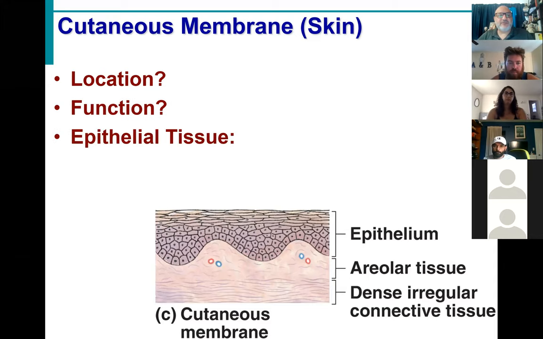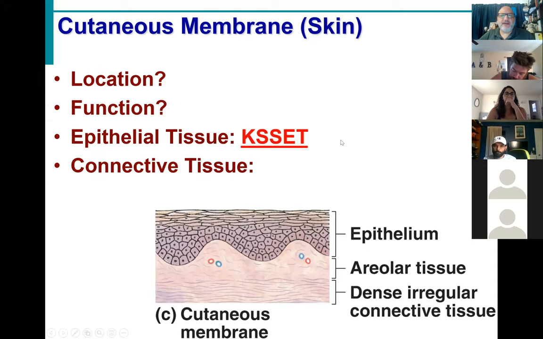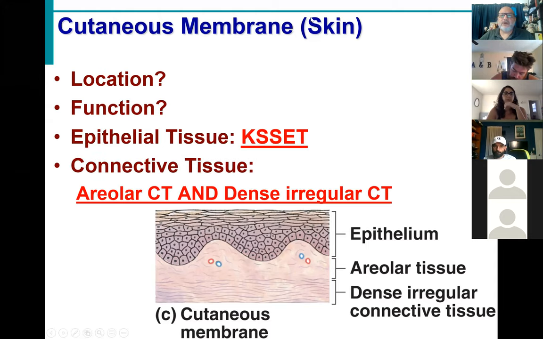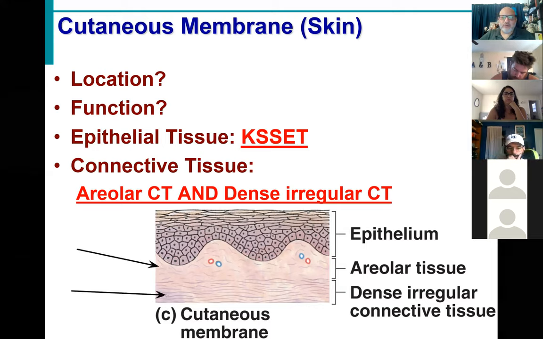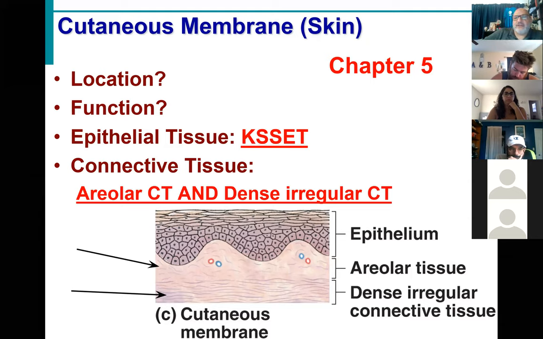Excellent. So we did location, we did function, we did the kiss it epithelial tissue. And again, notice there are two connective tissues. Superficially, we have the areolar connective tissue, and deep to that, we have the dense irregular. And as I mentioned, this is chapter 5. This is what we get to talk about next. So we are finally done with our discussion of tissues.